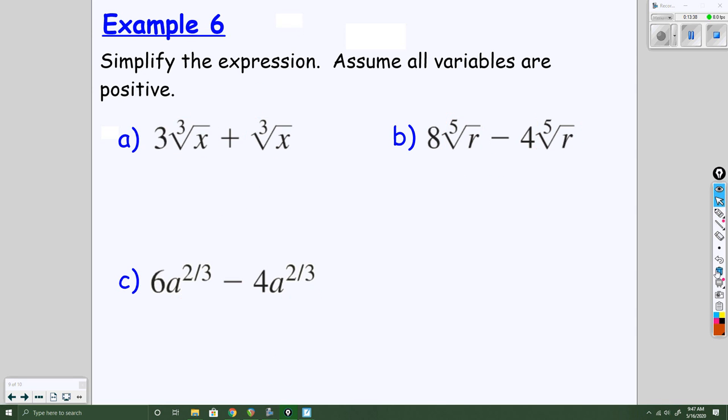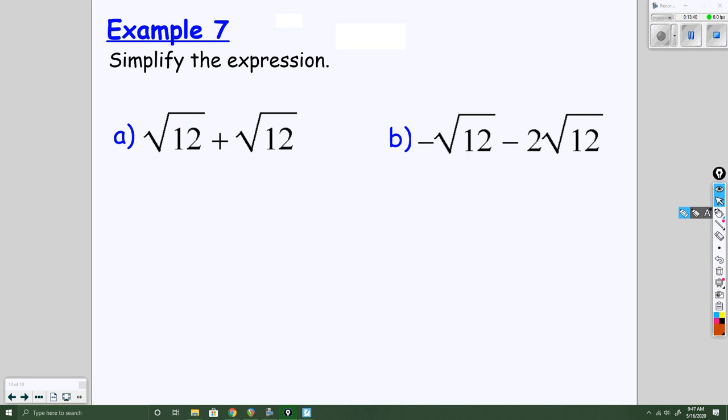Last example's up. In this last one, we have the square root of 12 plus the square root of 12. Obviously, there's 1 square root of 12 plus another, so that would be 2 square roots of 12. But now we're not done yet. We still have to simplify. The square root of 12 is something that we could simplify.